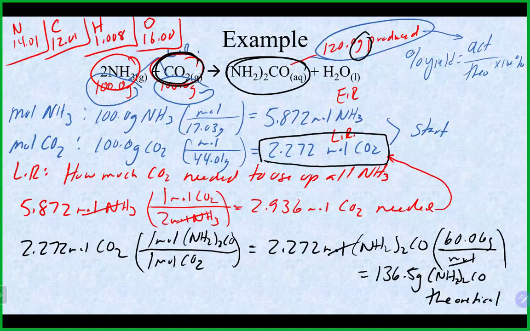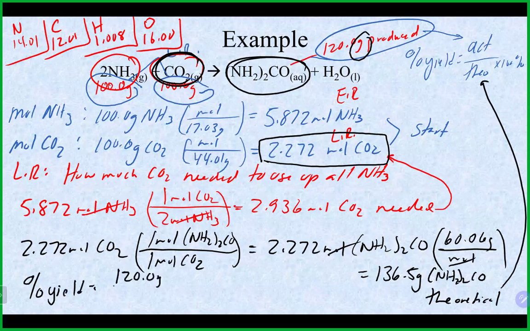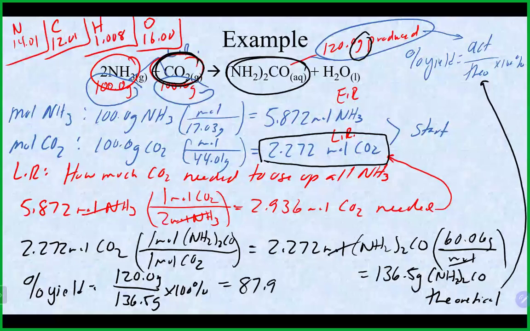Now that I have my theoretical yield, which is the bottom part that I need for the percent yield, all that's left to do is divide. So we're going to take the 120 grams divided by the 136.5 grams, times 100%. And that is going to get us here about 87.91. Not too bad for a percent yield. Any questions on any of those steps?